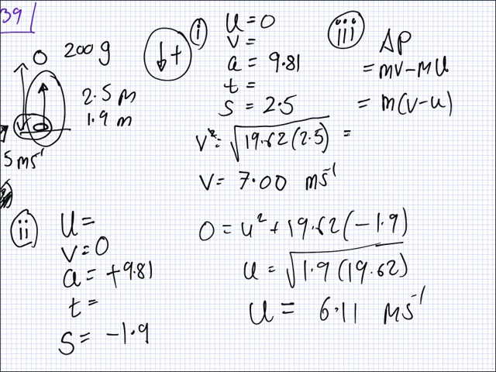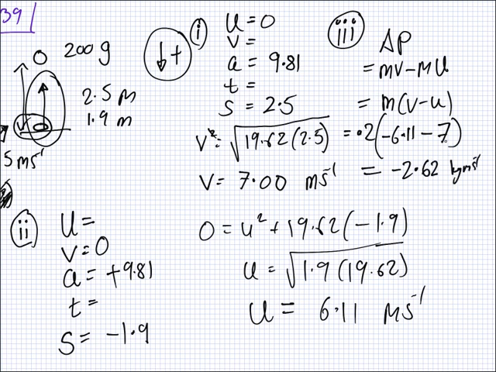Okay. What's the m? 0.2. What's the v? Minus 6.11. Minus u. Is the u up or down? Down. Is down positive or negative? Positive. And what is it in this question? 7. So, what's this, please? Minus 2.62 kilogram meters per second.